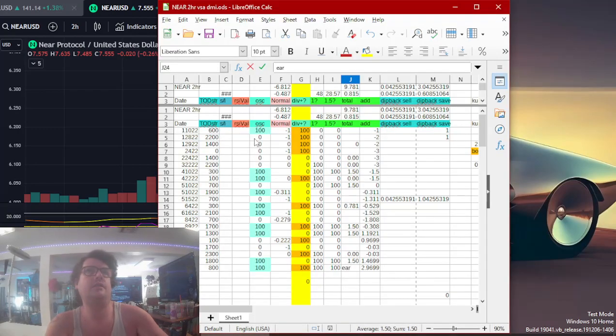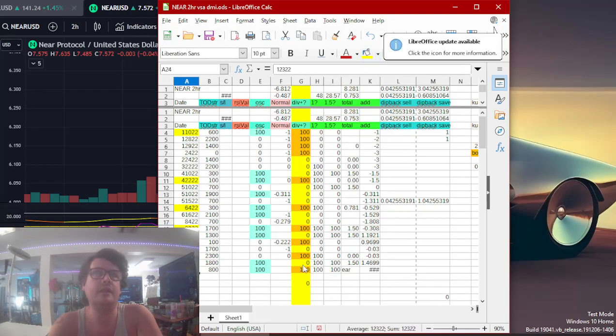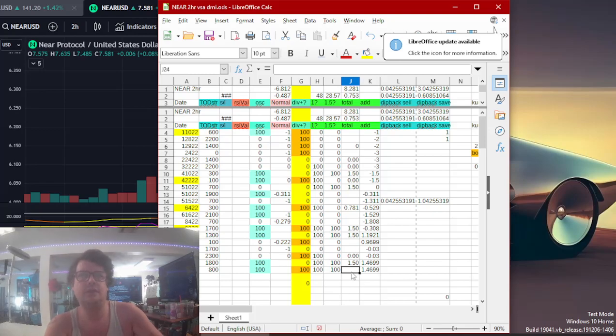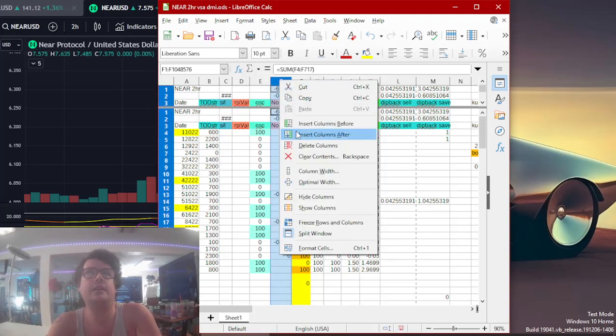Near protocol. One there, one there, one there, one there, and one there. Why did I write here? I probably just now overwrote it when I was trying to type this in. 1, 2, 3, 4, 5. Alright, new column.